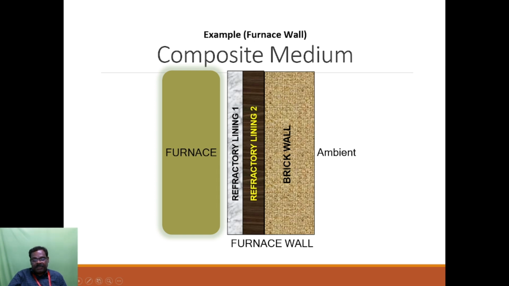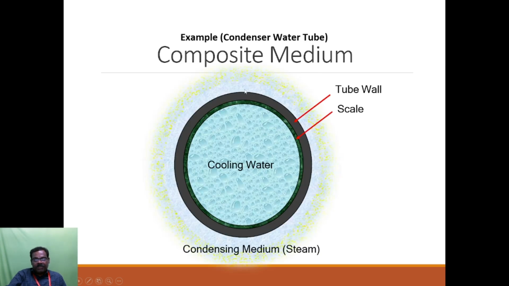Then the thicknesses are L1, L2, L3. Then temperatures T1, T2, T3, T4. Here it's the ambient temperature. So are you able to see this composite medium consisting of 3 different walls having 3 different thermal conductivities with 3 different thicknesses?